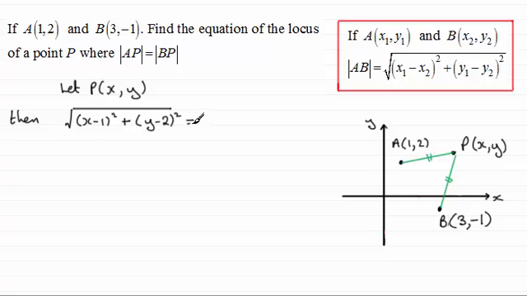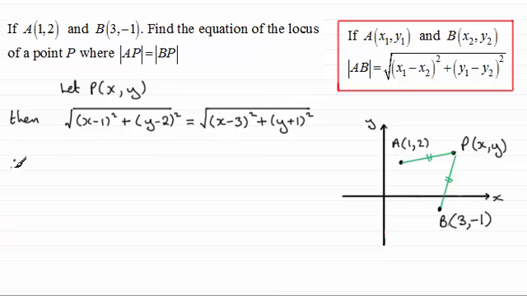And this is going to be equal to the distance BP. So by a similar method, this is going to be the square root of the difference between the x coordinates, so that would be x minus 3 all squared, plus the difference between the y coordinates, which will be y minus minus 1 or y plus 1 all squared. Now, because these have got square roots in, I'm going to square both sides. That will get rid of the square roots, and then I'm going to expand all of these brackets.